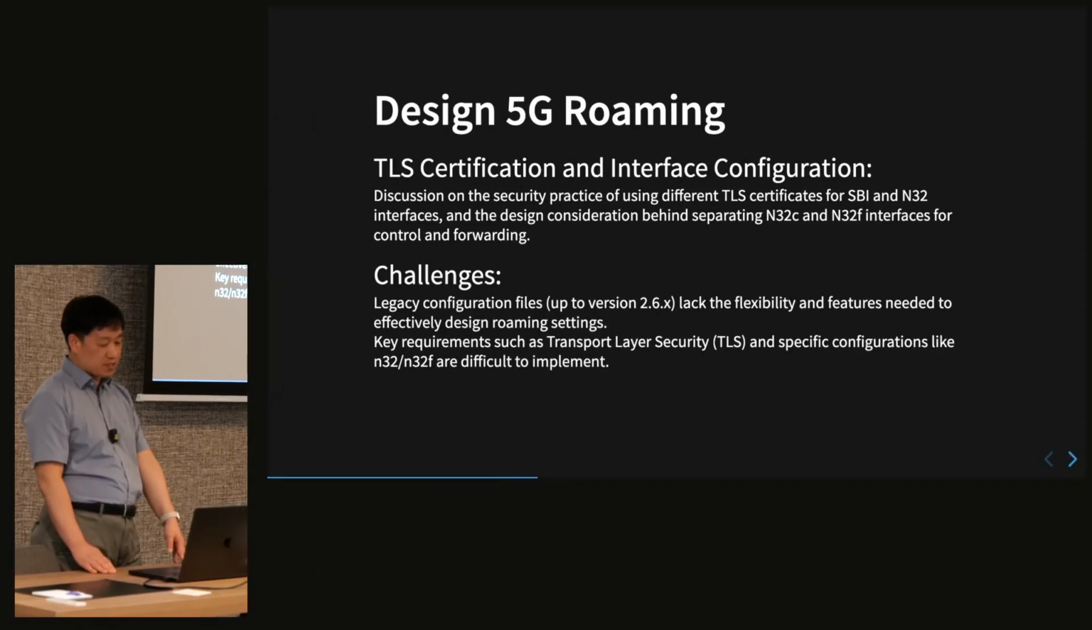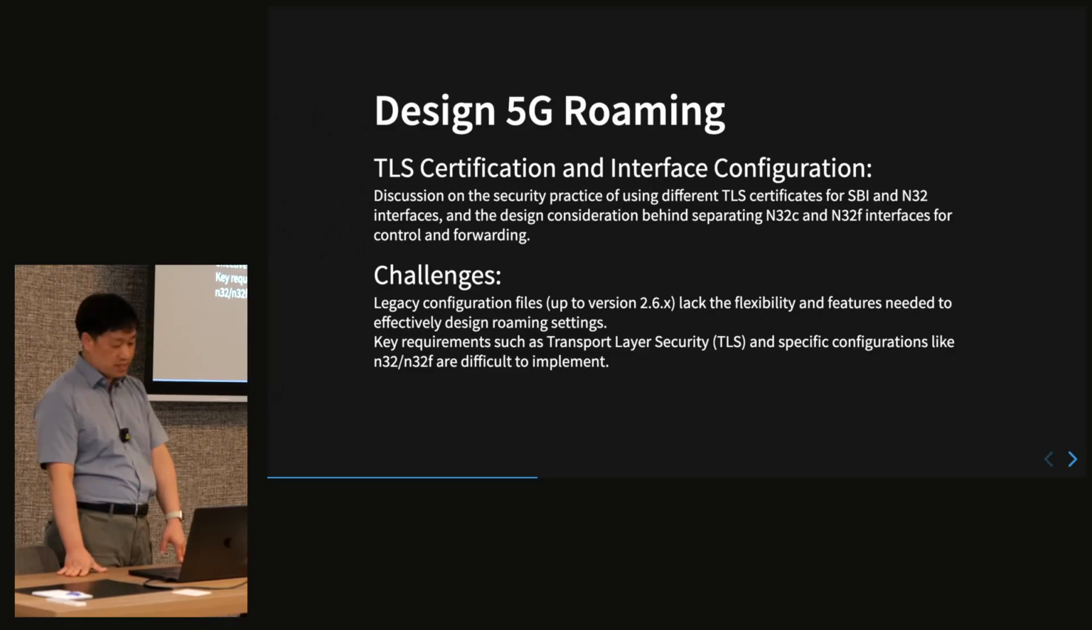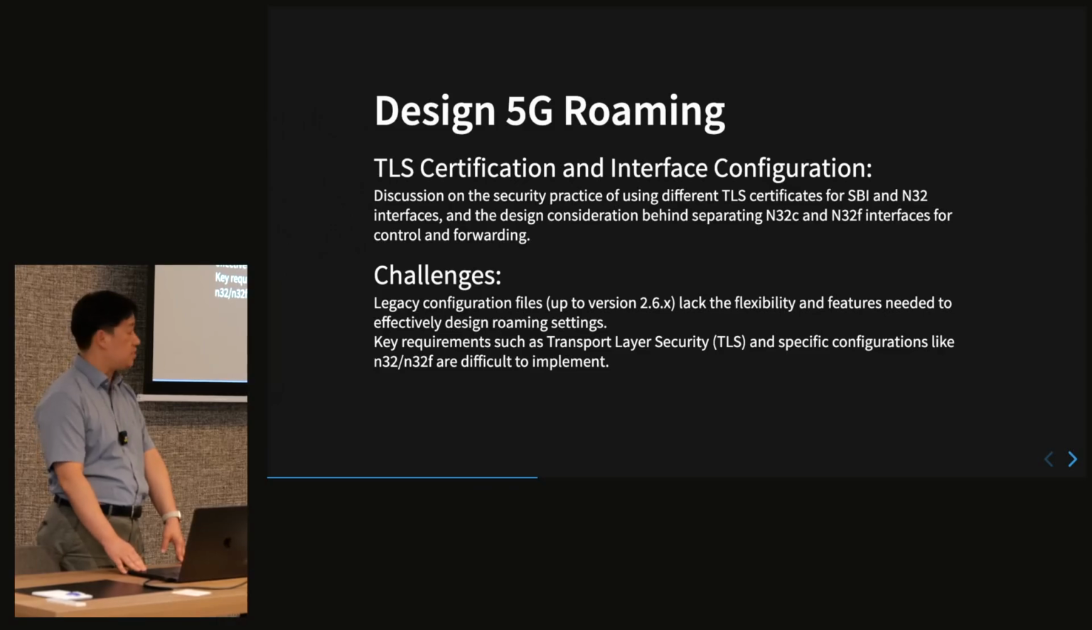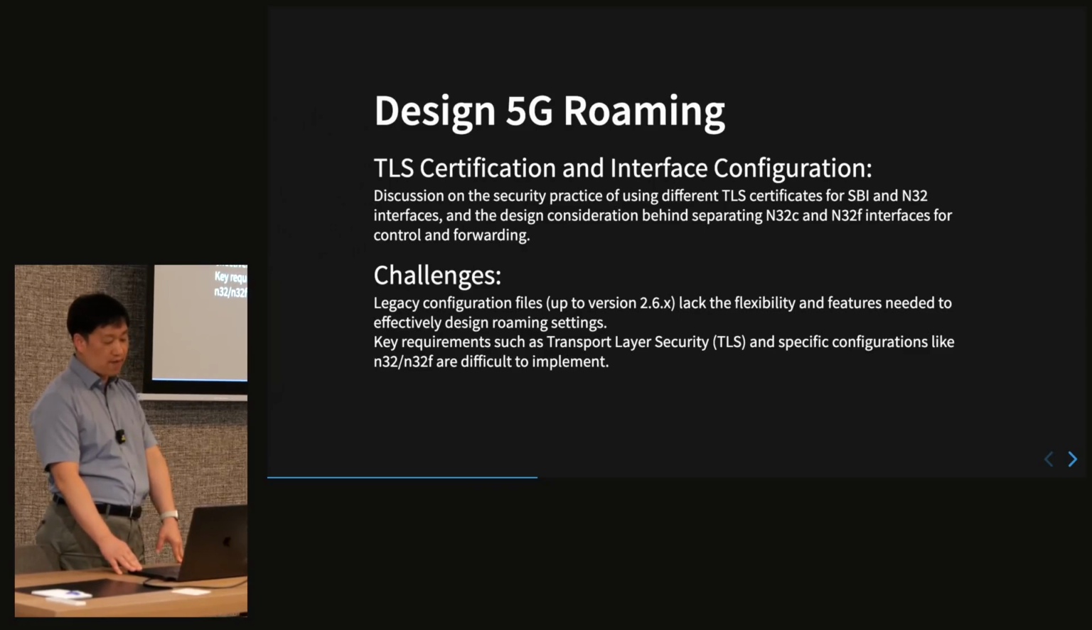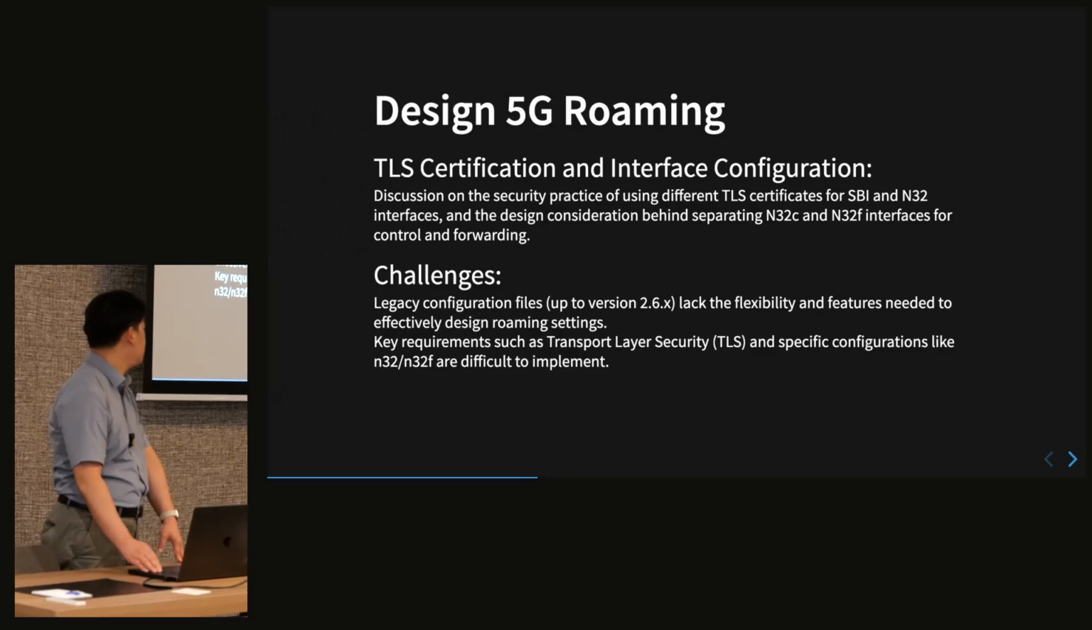The configuration file used until 2.6.x was inflexible. First of all, the way TLS is configured is inconvenient. And the N32 interface, which we described earlier, requires a new way to configure it. Also, N32 needs to be configured in two parts, N32C and N32F for control and forward, which seemed almost impossible in the old configuration format. So I had to redesign it with a new formatted config file, and I set out to change all of this.